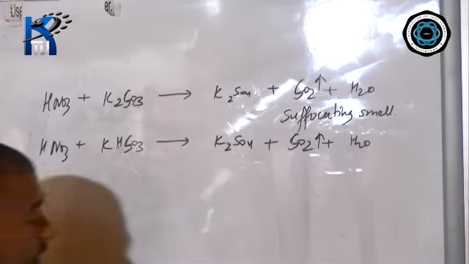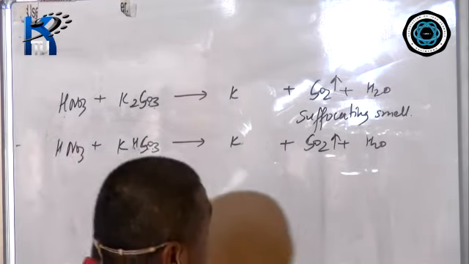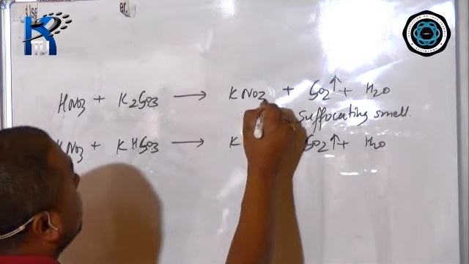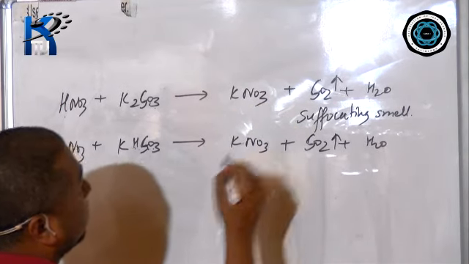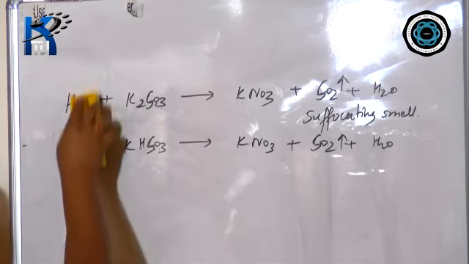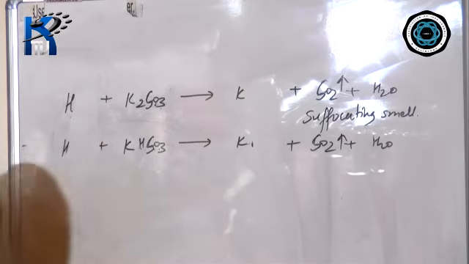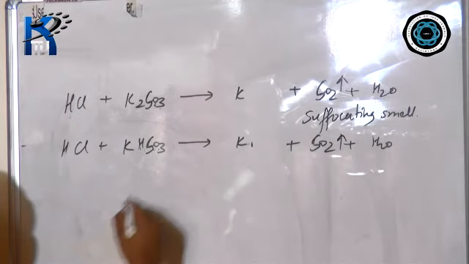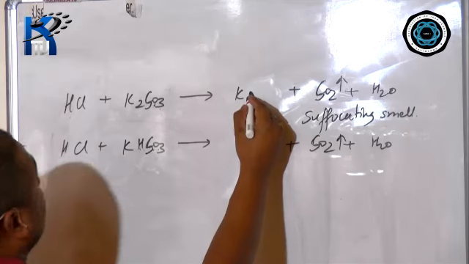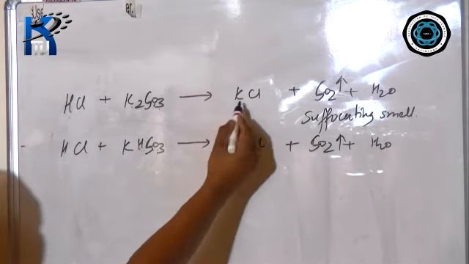If you do so, instead of sulfate here, what will come? Nitrate. And nitrate valency is 1, so you will not get Na2 here like this. Similarly, if I replace this acid with hydrochloric acid, then both the places, here will be HCl, and here instead of NO3, Cl will come, and you get here KCl. So if you use your sodium, you get NaCl.